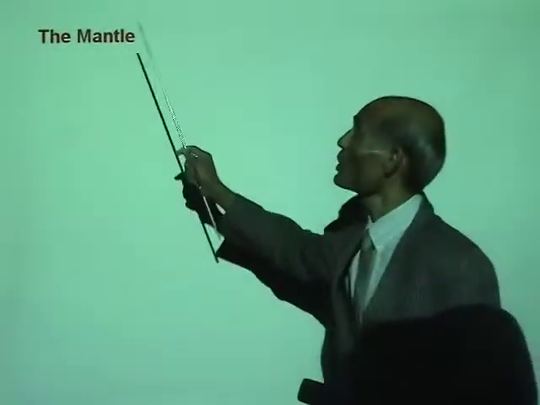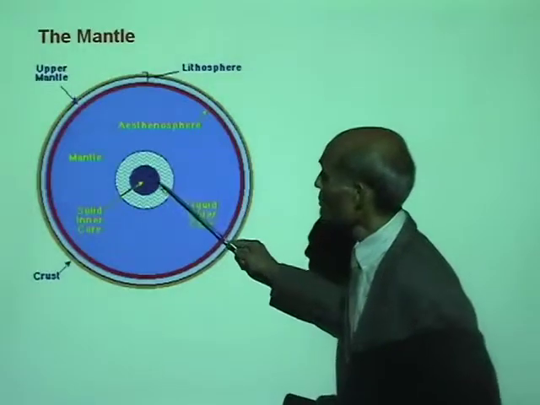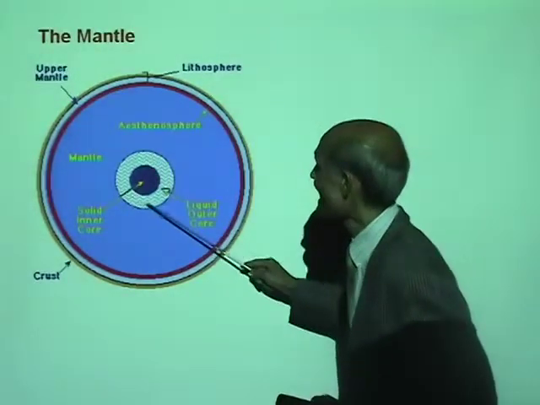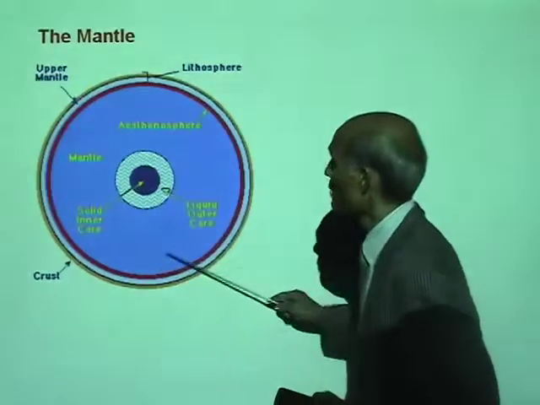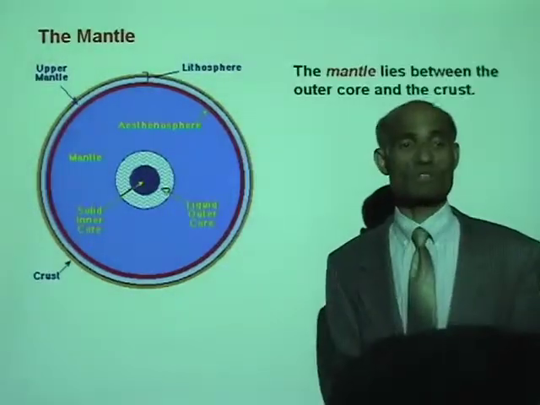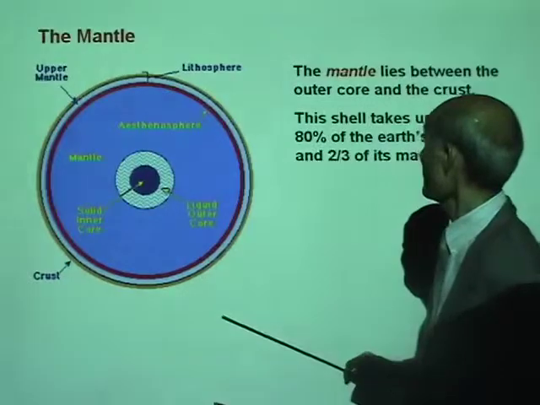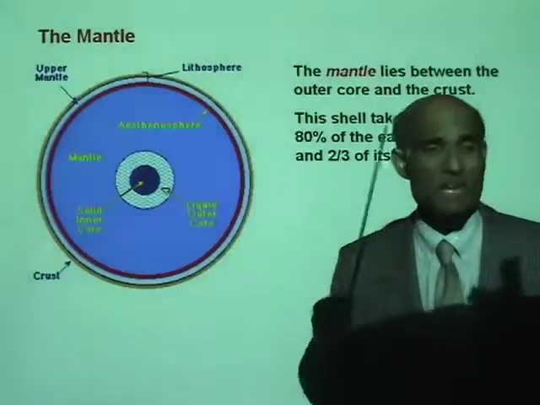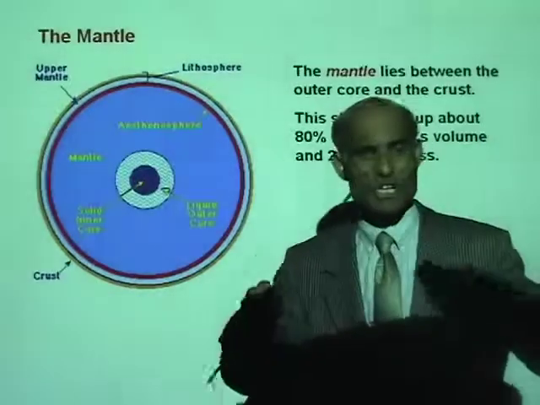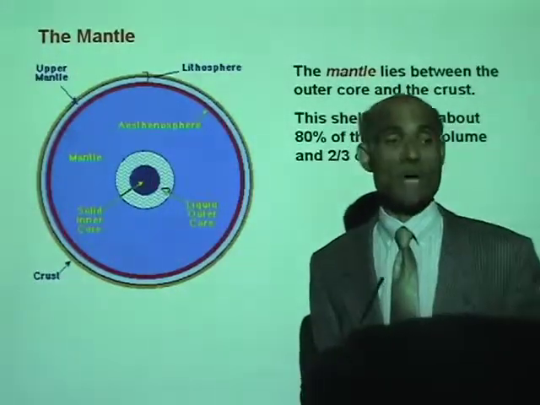Alright, let's now go and have a look at the mantle. Now we talked about the inner core and the outer core. Let's now talk about the mantle, which is a very important part of the interior of the earth. Now, this is the solid inner core, this is the liquid outer core, and look at the mantle. The mantle is by far the largest in volume of the internal structure. The mantle is between the outer core and the crust. This shell takes up about 80% of the Earth's volume. You can see that's the largest part of the interior of the Earth and 2/3 of its mass.